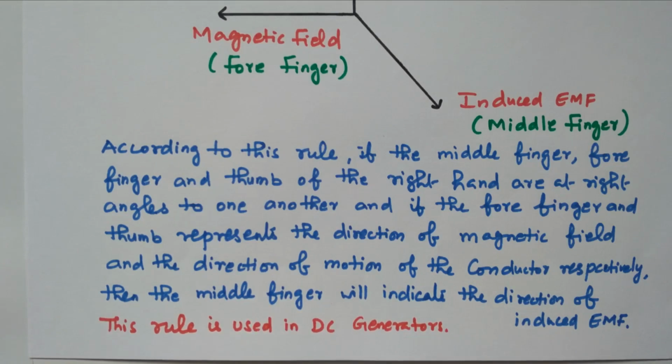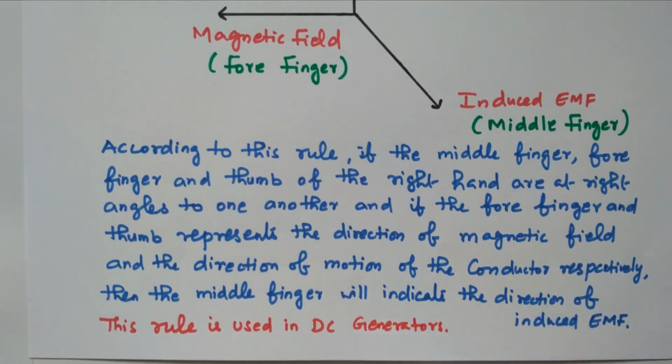So in a generator, what we are doing, we are rotating the conductor so that the magnetic field cuts the conductor. Accordingly, the EMF will be induced. These 3 parameters are explained by the Fleming's right hand rule, right? So that is used in the DC generators.